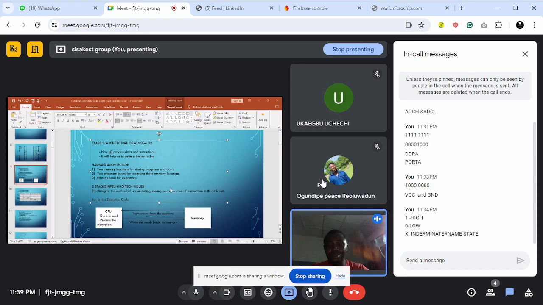So I just explained 2 common architectures that you find around: the von Neumann architecture and the Harvard architecture, and the process by which the CPU executes instructions. First, you fetch the instructions from the program memory, then decode the instructions, then process the instructions, then write the output to the microcontroller.